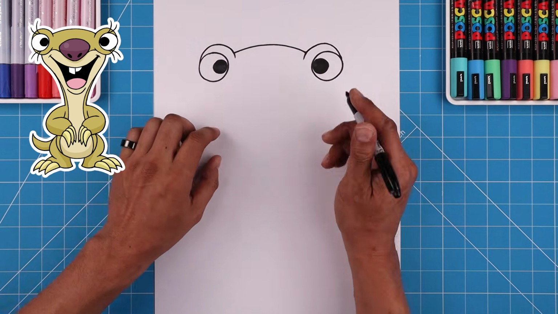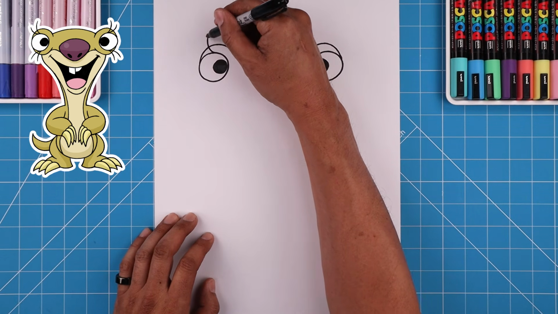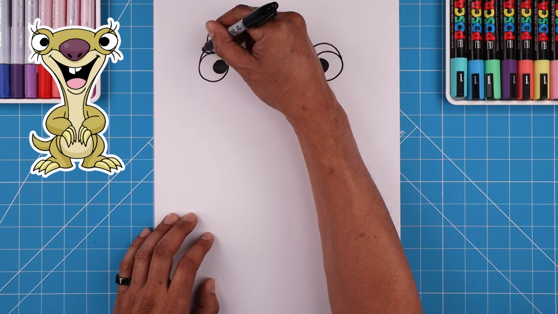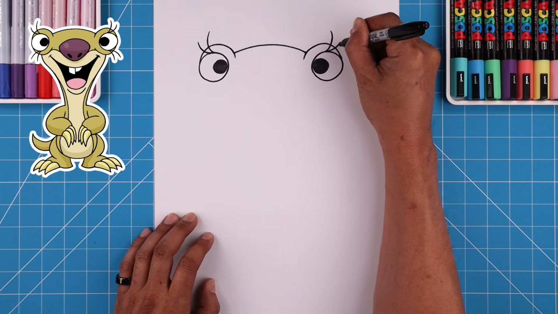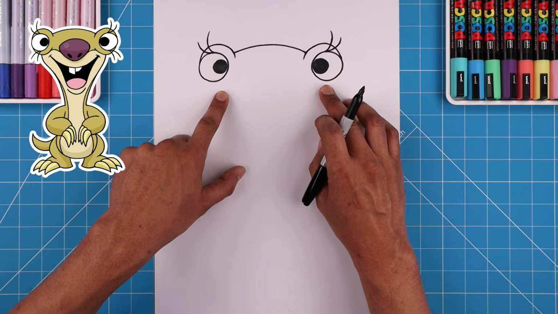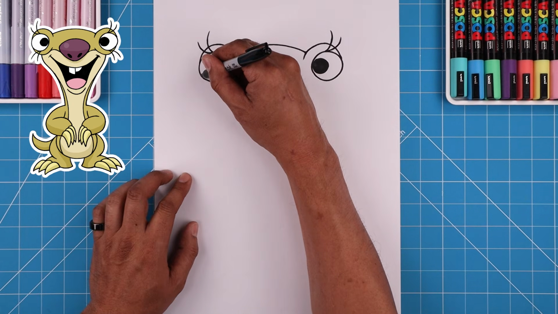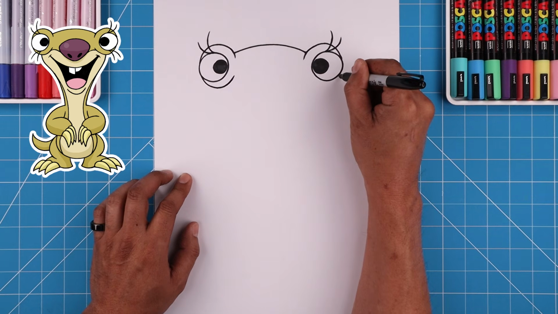Let's add those lashes across the top of the eye. On the left side, we're going to bend this out, and then up, move back down, and add another curve. Do the same thing on the right. Let's add that same fold across the bottom of the eye, starting on the left side, coming down, and then bend that up.